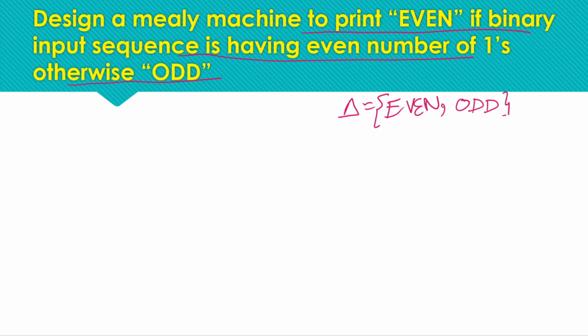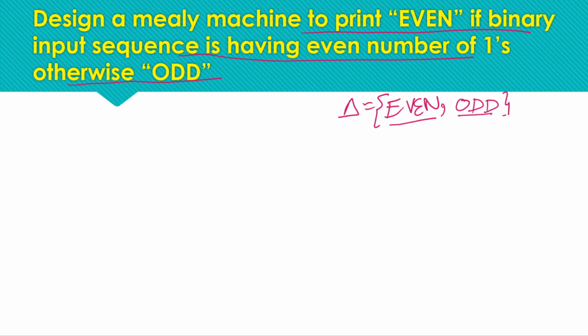So we have to print even if the number of ones in the input string is even, and we have to print odd if the number of ones in the input sequence is odd. It doesn't mean that we are going to print only one time even or only one time odd. We will be continuously printing for every input. As the input turns from even to odd, the last output will be odd. So only the last output will be considered here. So we have to follow this approach.